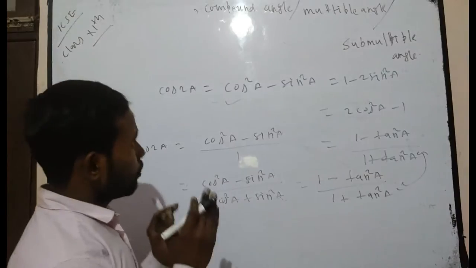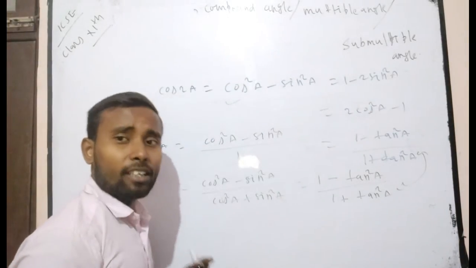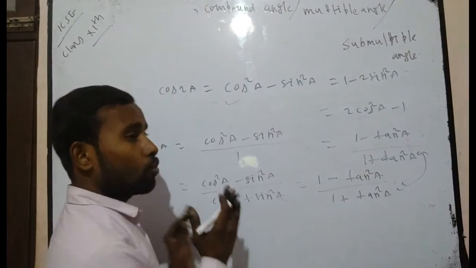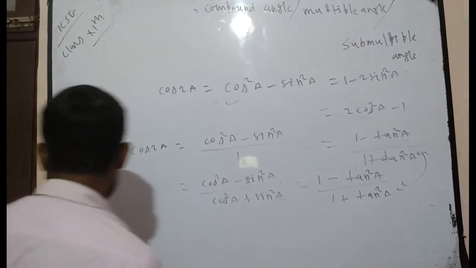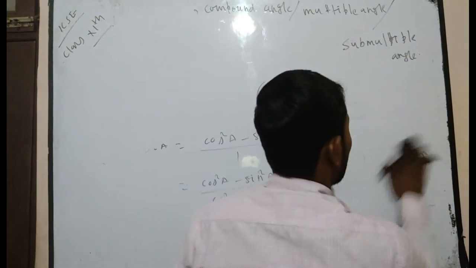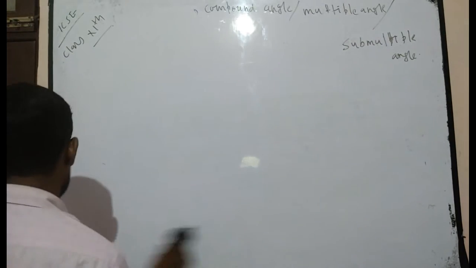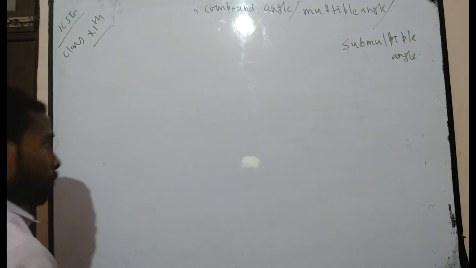So finally you can conclude that all these formulas are connected to each other. You get nothing new. Now I think you can prove all these formulas in a similar way. Further, I want to prove one or two formulas for you.